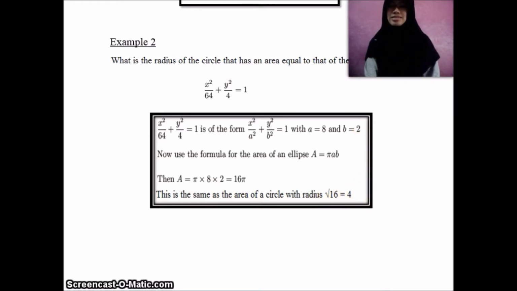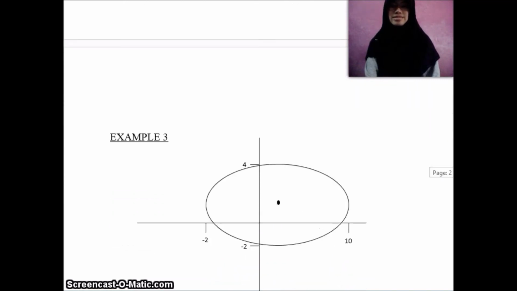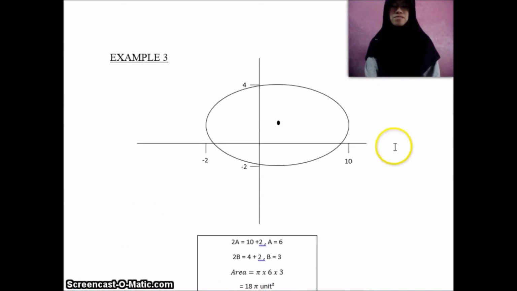Okay, let's see the last example. This one is quite easy, since it's direct. We need to find the area of this ellipse. We know that the major axis is 10 plus 2 equal to 12. So to get A, we need to divide by 2. So A is 6.